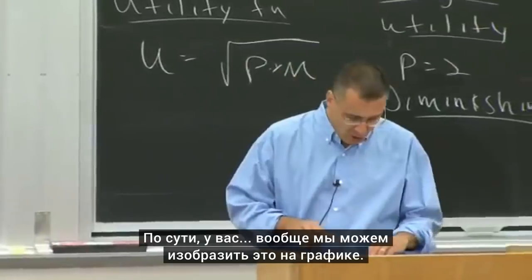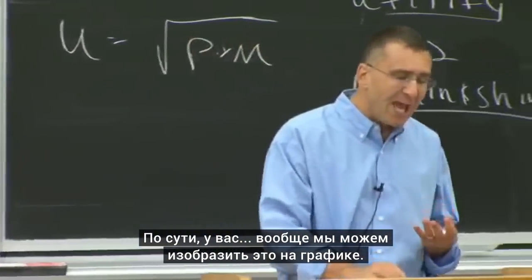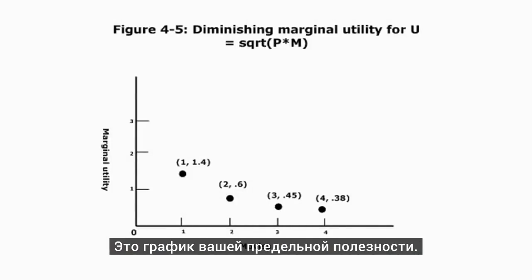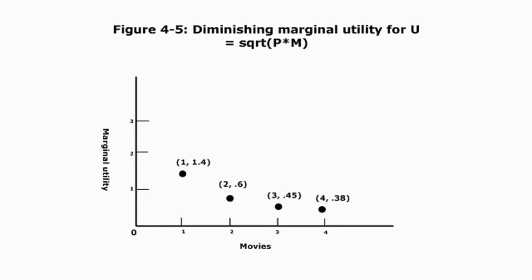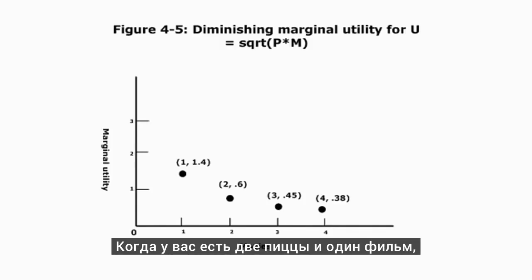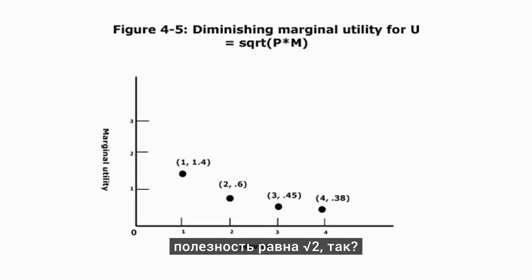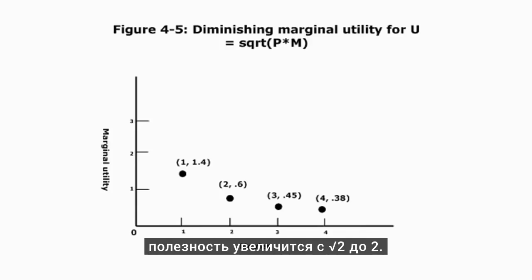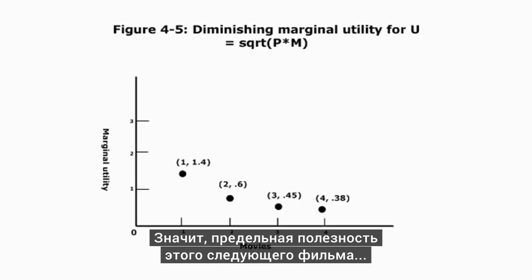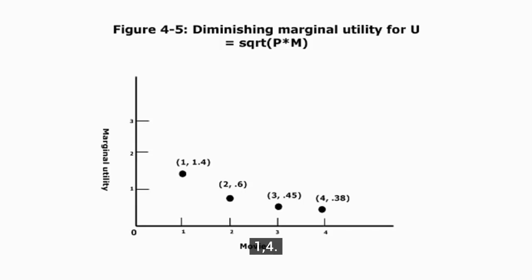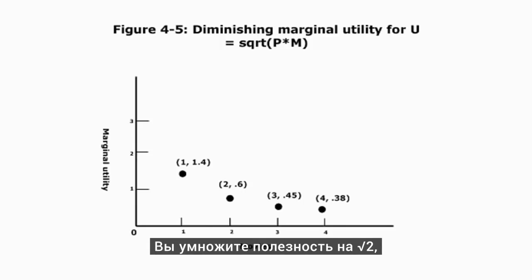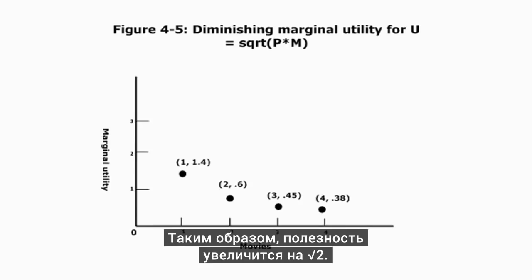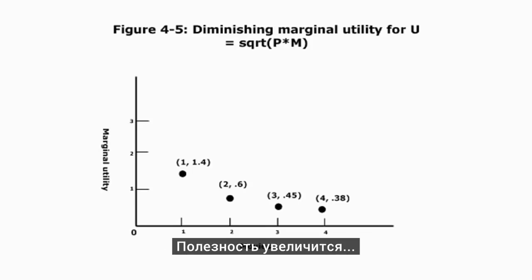So we can actually graph your marginal utility. That's what figure 4.5 is, a graph of your marginal utility. So when you have 2 pizzas and 1 movie, your utility is square root of 2, right? Now if you get 1 more movie, your utility is going to rise from square root of 2 to 2. You're going to multiply your utility by the square root of 2. I'm doing this wrong. Hold on.